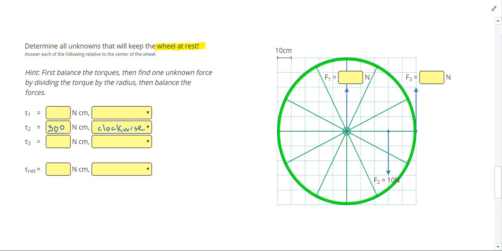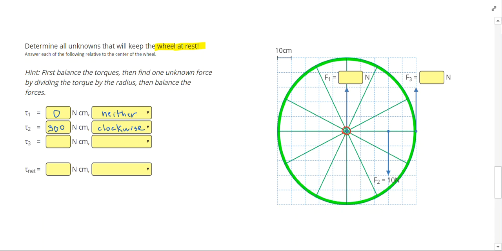Alright, next. Well, I don't know either of the other two forces, but I do know that one of the torques has to be 0. So if this is where I'm counting from, then I know that force 1 is at the center. And so I don't know the force of 1, but I do know that the torque for force 1 has to be 0, because its line of action goes directly through the center. So 0 Newton centimeters is my answer there.